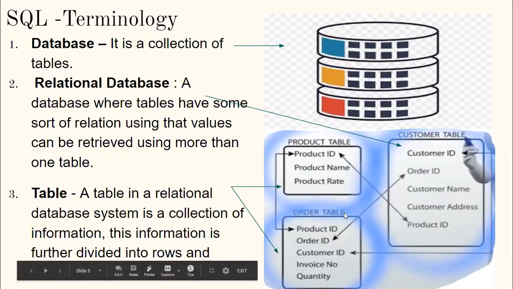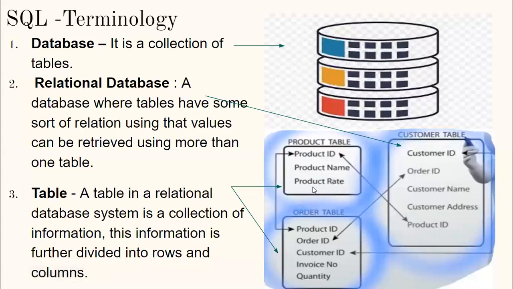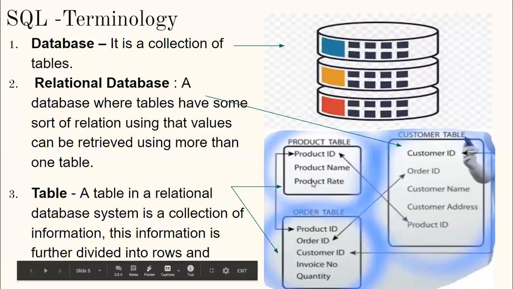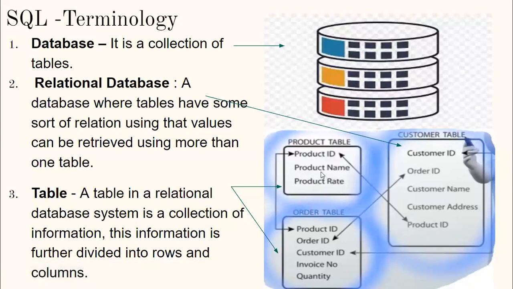Okay, what is a table? A table in a relational database system is a collection of information. This information is further divided into rows and columns. So table means nothing but a relation. It contains rows and columns. For example, the product ID number is 001 and the name of the product is Parle-G biscuit. And what is the rate? These are all the information in that. So here, product ID, product name, product rate are called the field names or the column names.